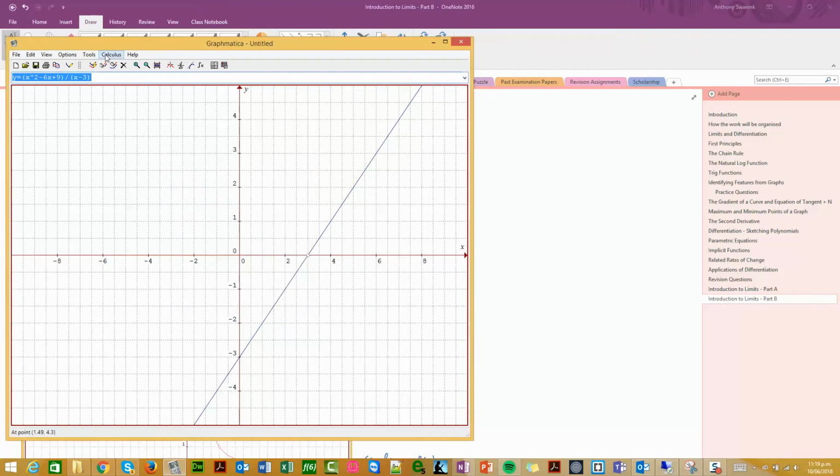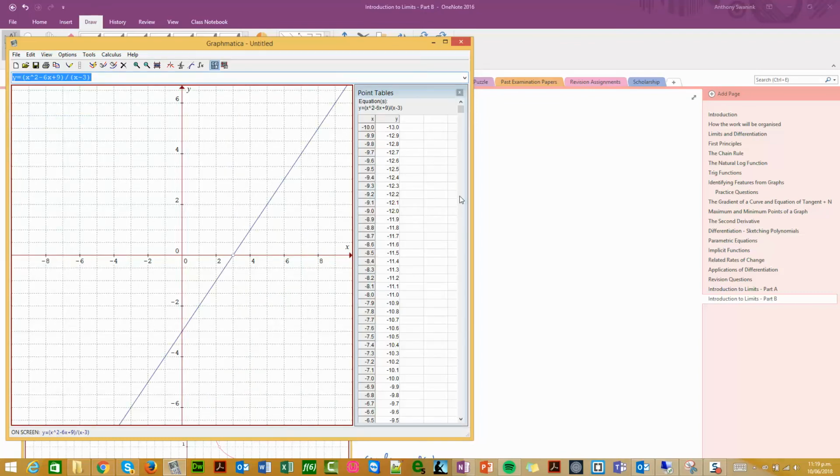Click OK, and then I'm going to view, sorry, not view, once again, where's that? Sorry, under view, so there's point tables. Okay, so now I'm going to scroll down to where x is approaching 3. Now we can see that it's undefined when x equals 3, and from the table of values, the x values approaching from the left hand side, as x gets closer and closer to 3, the y values seem to be decreasing down, getting closer to 0.